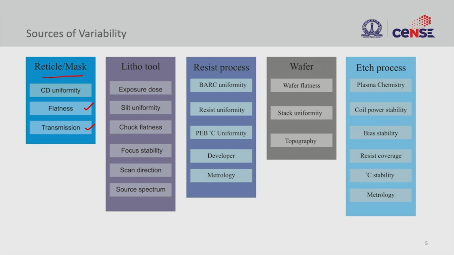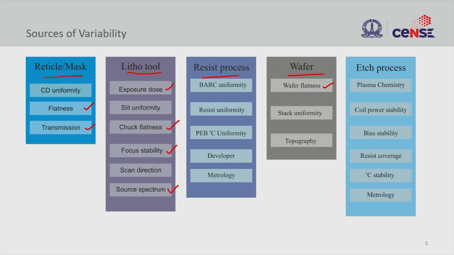And let's look at the litho tool itself, right? So your exposure dose could vary. Your chuck flatness, the chuck that is holding your wafer, there could be focus instability, and there could be the source spectrum slightly shifting. The resist process could have variability, and then the wafer itself, we'll see in a few slides how this wafer is also affecting, the wafer flatness. If the wafer is not flat, this is again going to affect your focus, right?